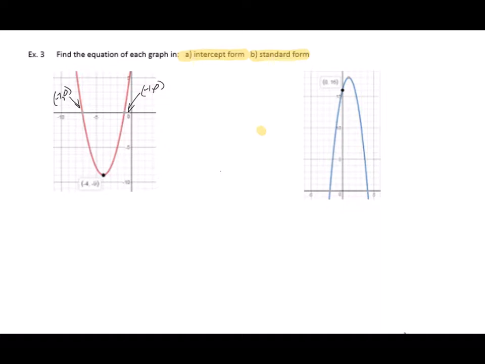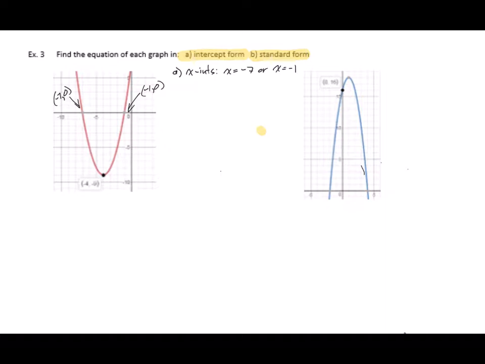Firstly, for part A of this first graph, the x-intercepts are identified as (-7, 0) and (-1, 0). It means, mathematically speaking, we would say our x is either -7 or x is equal to -1.